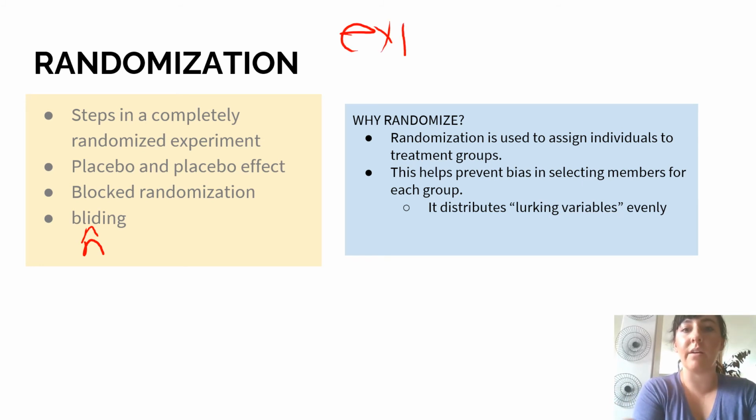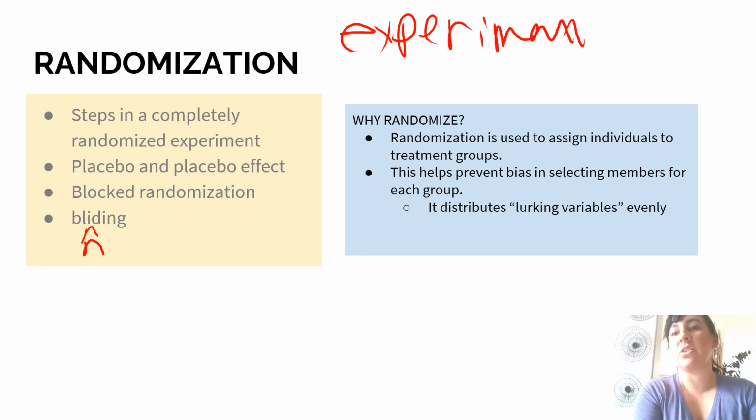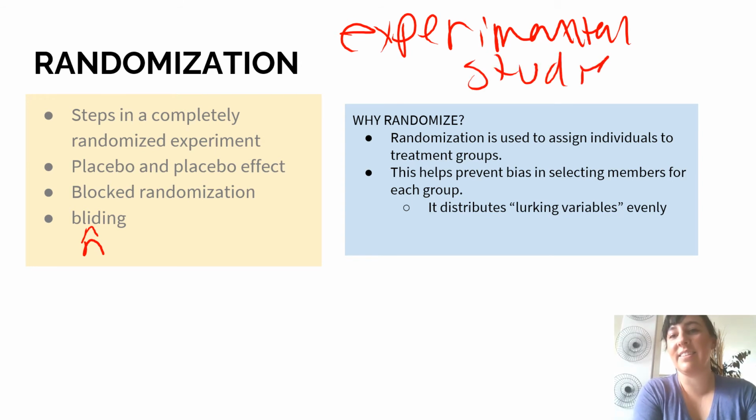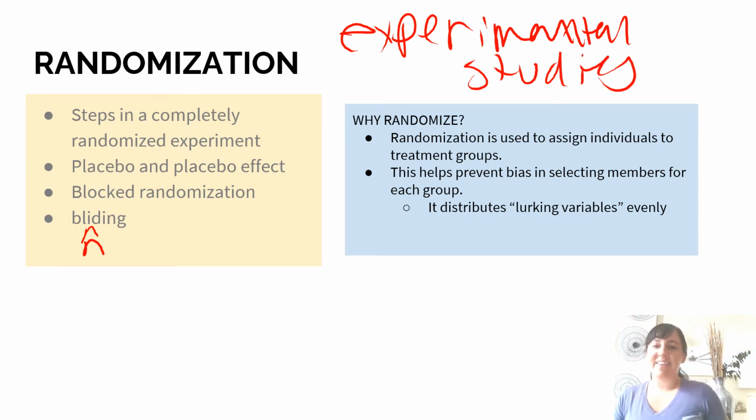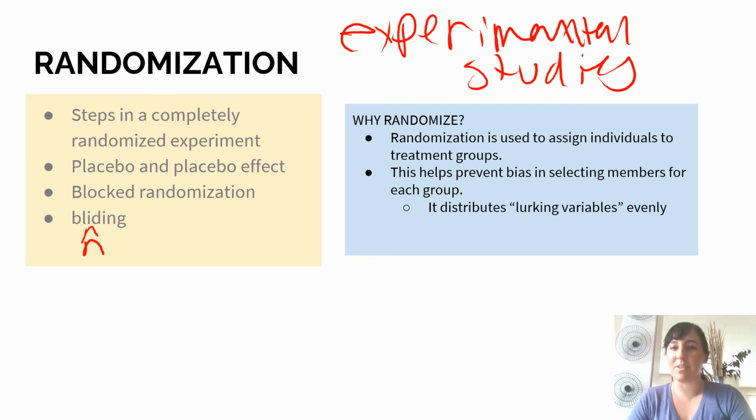All right, so randomization can only be done with an experimental study. Let me put that right here really quick. Experimental studies. Okay, so it can only happen with experimental studies.